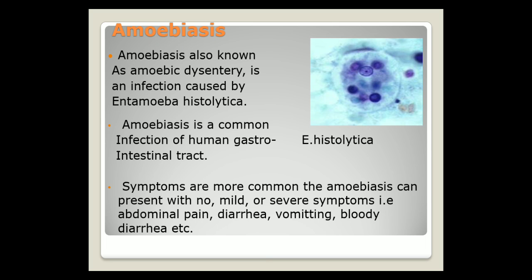Amoebiasis is a common infection of the human gastrointestinal tract. Entamoeba histolytica mainly targets the gastrointestinal tract. This infection is caused by ingestion of contaminated food and water. Amoebiasis can present with no, mild, or severe symptoms. The symptoms are abdominal pain, diarrhea, vomiting, and bloody diarrhea.